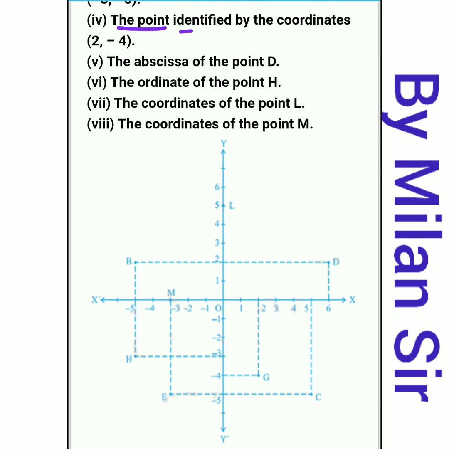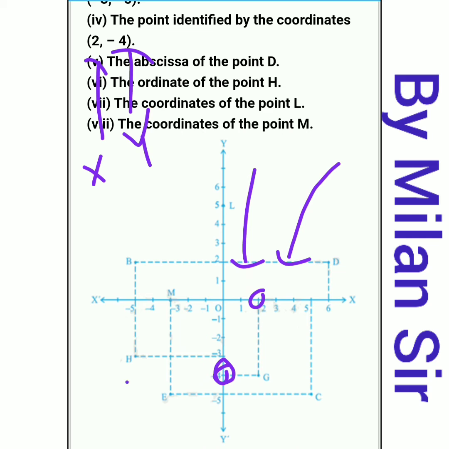The point identified by the coordinates 2 and minus 4. So 2, that means we have it on the plus x-axis, right? So here we have 2, and the second coordinate minus 4 is on the y-axis. The first coordinate we need to see on the x-axis, and the second coordinate on the y-axis. So on the x-axis we need to find 2, and on the y-axis we need to find minus 4. So it is here, right? Now we need to draw the vertical and horizontal lines. These two lines intersect at point G. So this is the coordinate of point G.